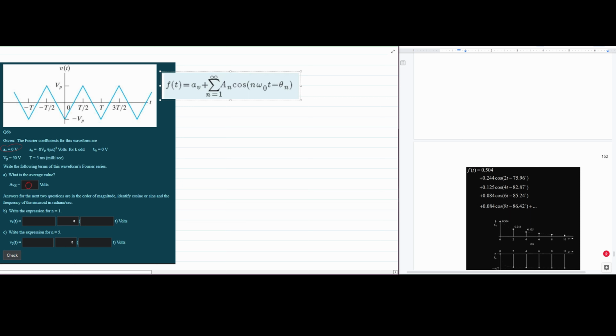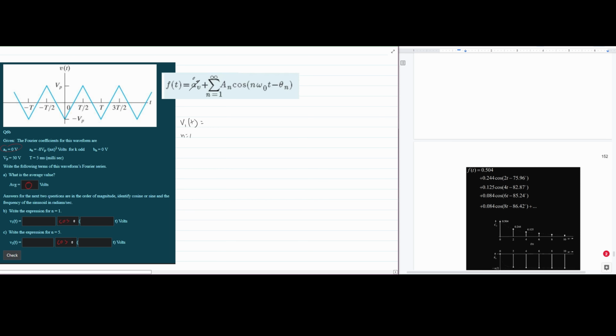We need to answer the next two questions, which ask for the magnitude, identify the cosine or sine, and the frequency of our sinusoid in radians per second. Typically we're going to want to solve this in cosine, so these are both going to be cosine. For the first one, we want to plug in when n is equal to 1. For our v1 of t and v5 of t, the average value out front is going to be 0, so we're not concerned about this. We are not using the summation, since we are just saying that n is equal to 1 for the first one.